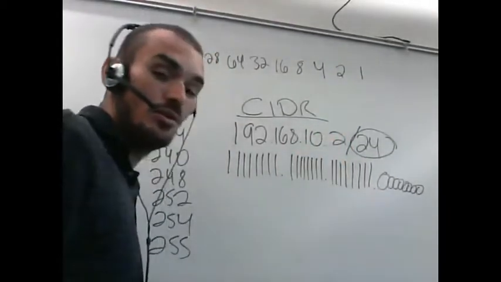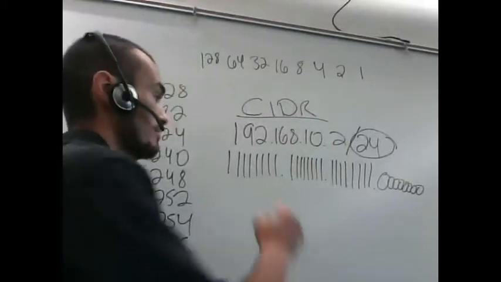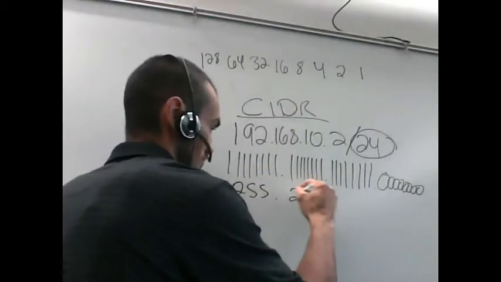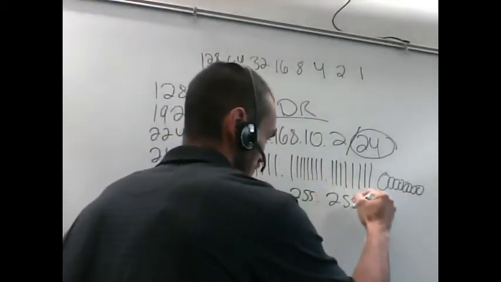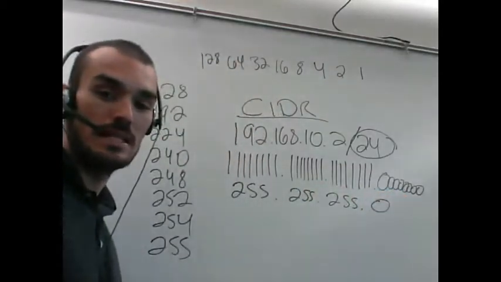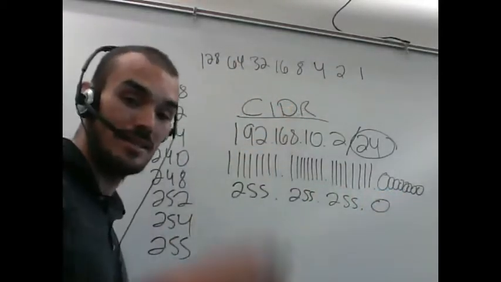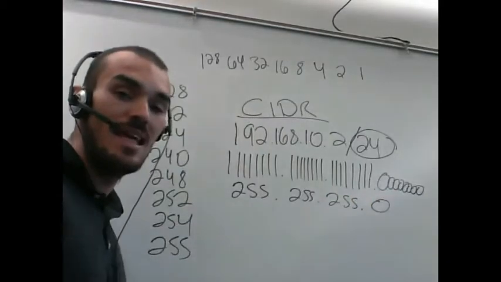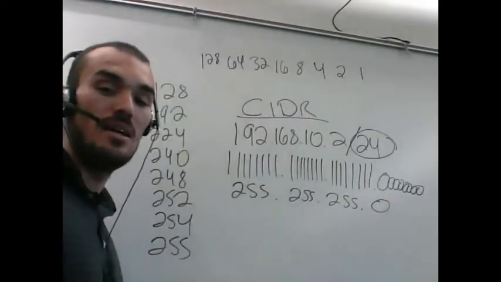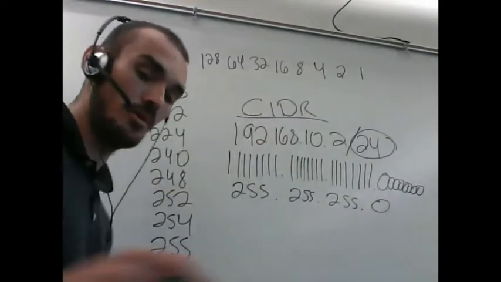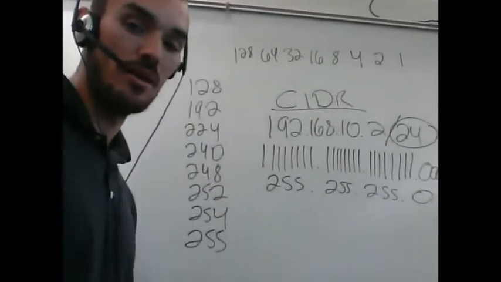And if I were to do the binary to decimal conversion, the process is exactly the same. So that slash number, whatever you see after that, means the number of ones in your subnet mask. We'll go ahead and use that and build on it from here.